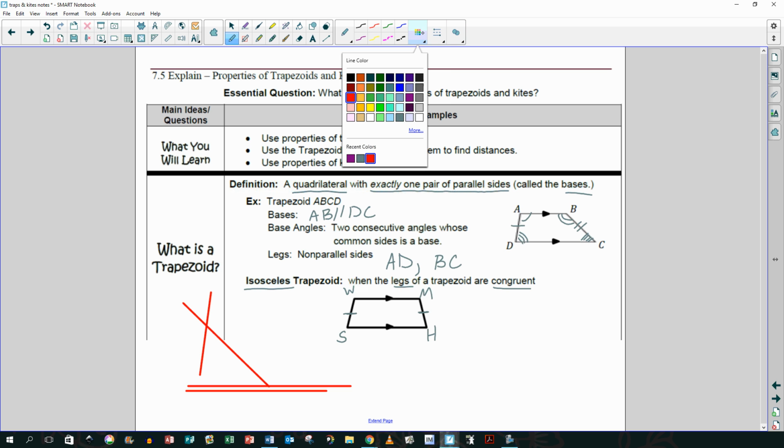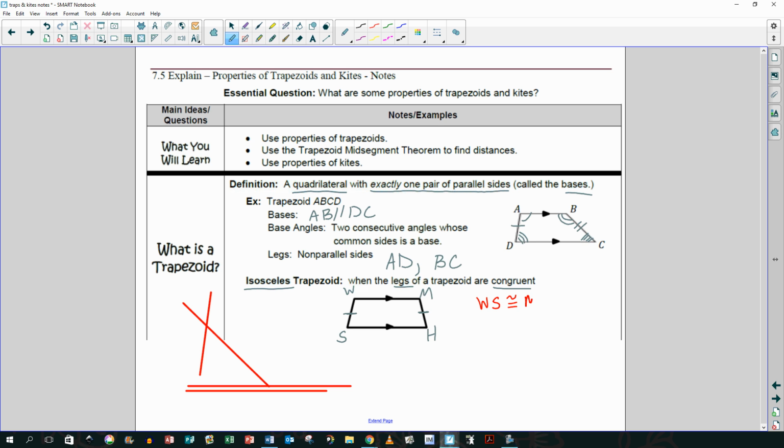All right, so what I do know is that WS is congruent to MH, because those are my legs, and my legs are congruent. Therefore, angle W is congruent to angle M. So this one is congruent to this one. I also know that angle S is congruent to angle H. So this one down here will be congruent to this one down here.